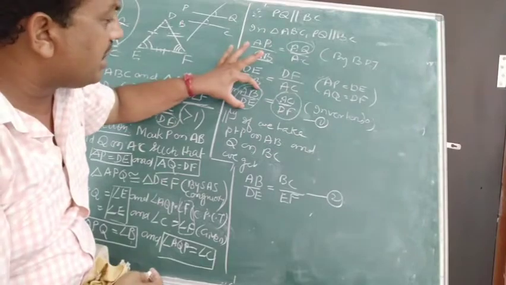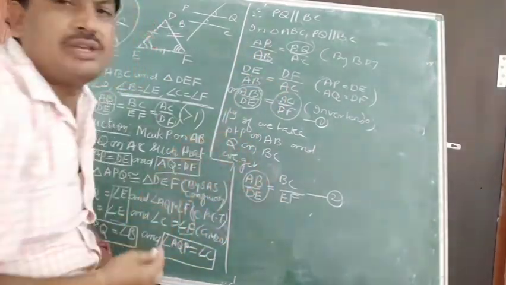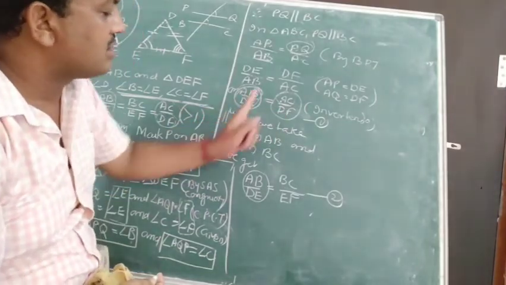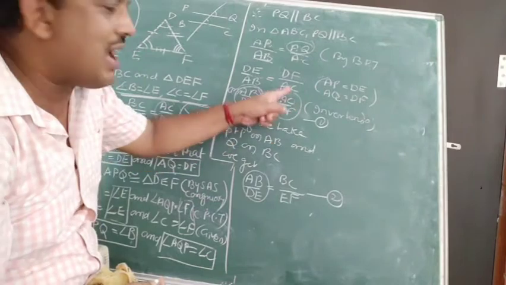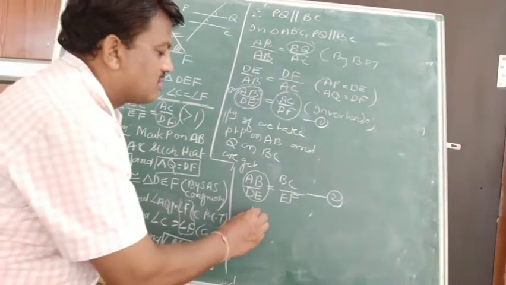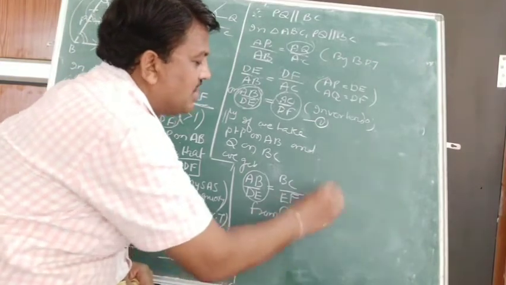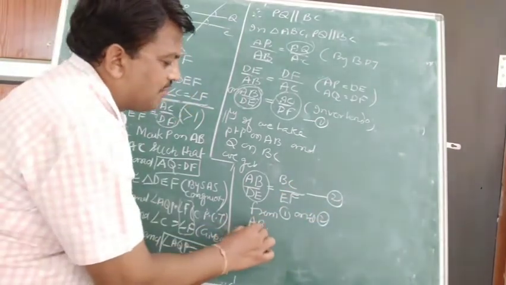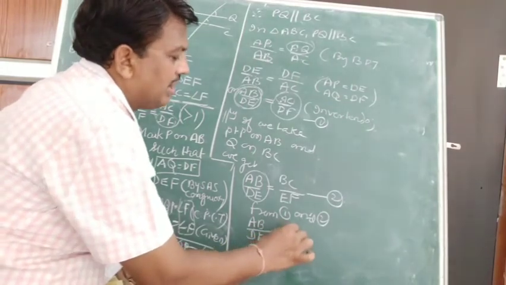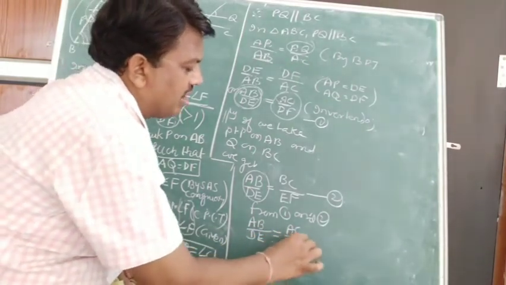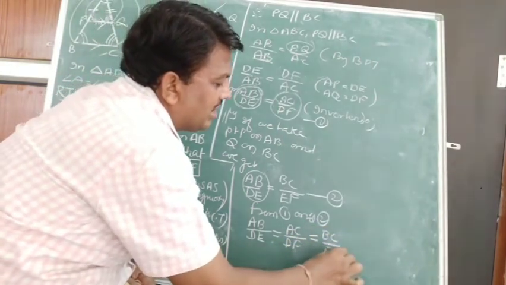See, AB by DE here, here also AB by DE. AB by DE is equal to this, AB by DE is equal to this, which means this and this are also equal. As well, all three are equal. So what can you write, children? From 1 and 2, AB upon DE is equal to AC upon DF, and that is equal to BC upon EF.